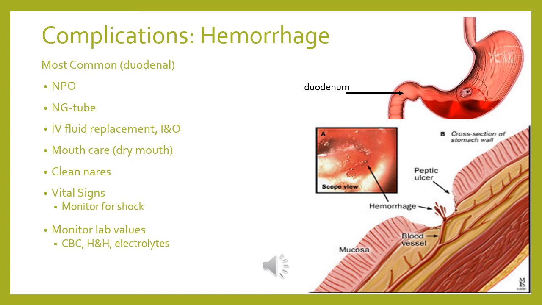With many of these clients, they're going to be NPO because you don't want the bleeding to be aggravated by any foods that are ingested. An NG tube may be inserted to decompress the stomach, and the client is going to require IV fluids for replacement, seeing how they're not able to ingest anything.